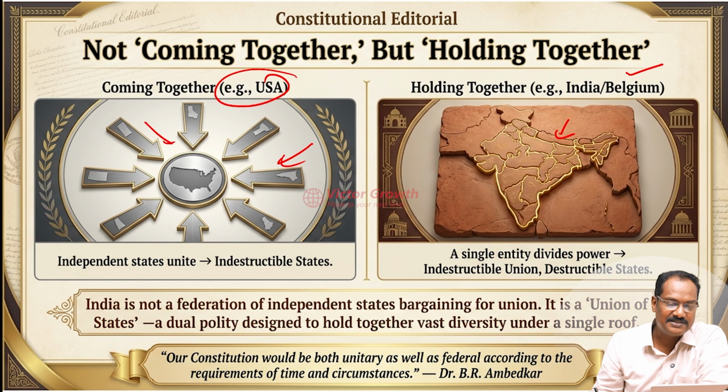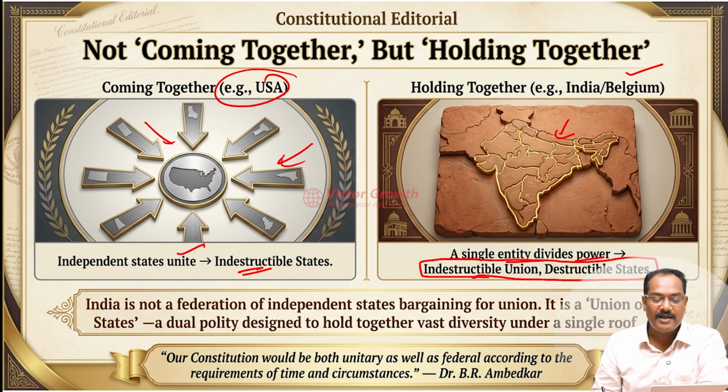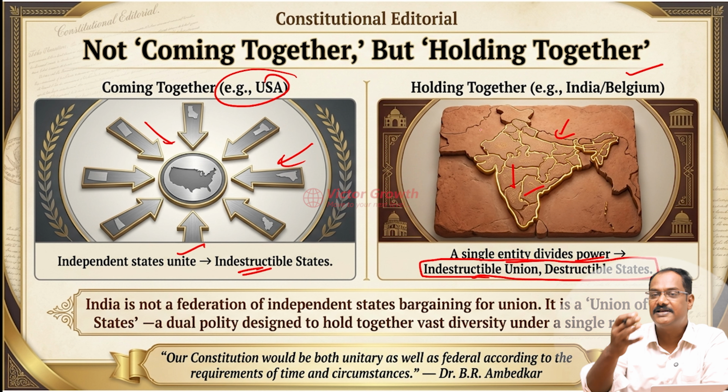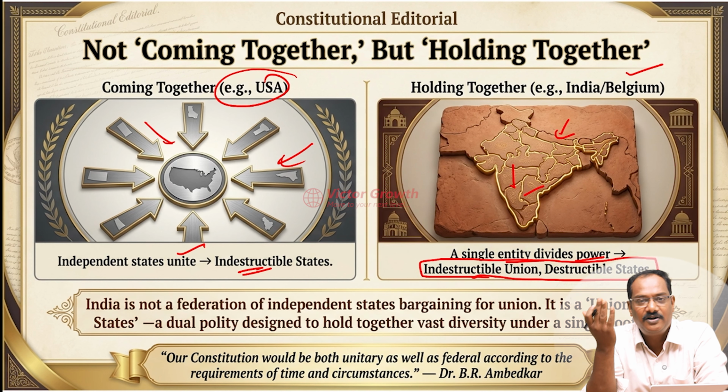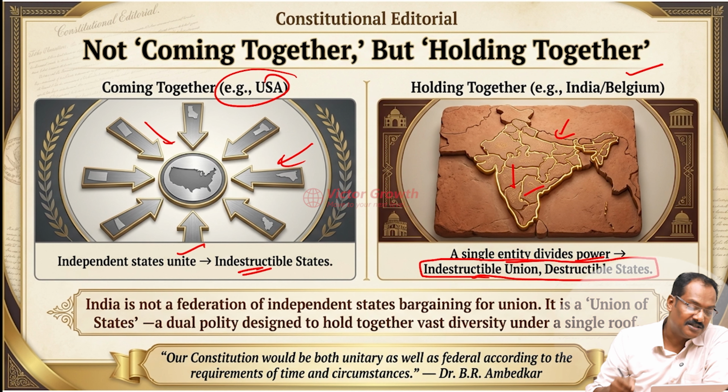This is from NCERT. Independent states unite together to form indestructible states. A single entity divides power. At the same time, an indestructible union. Please write down: indestructible union with destructible states. That means if I want, I can destruct the states, that means I can bifurcate the states. Like Telangana has been taken from Andhra Pradesh, Jammu Kashmir has been divided into Ladakh and Jammu. Like this, I can do. Destructible states are there, but India as a whole cannot be destructed.